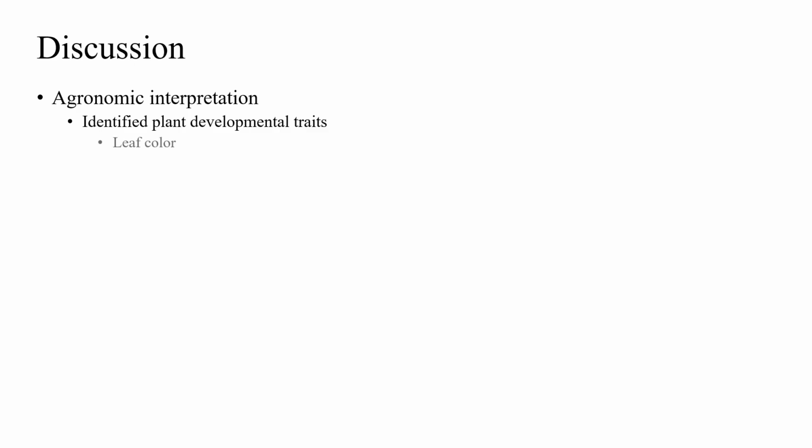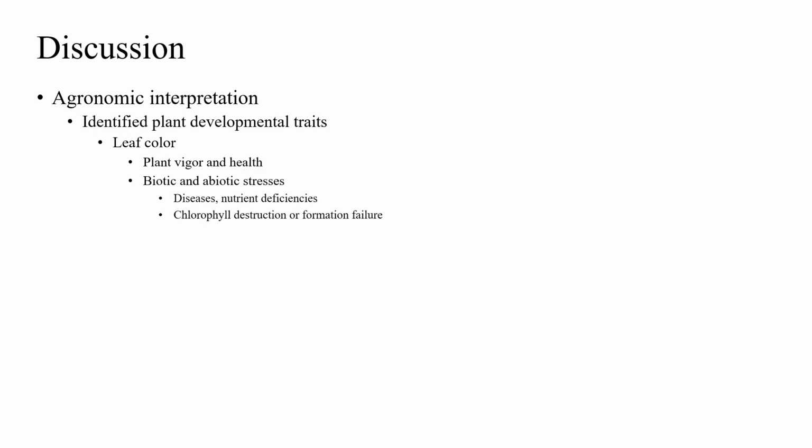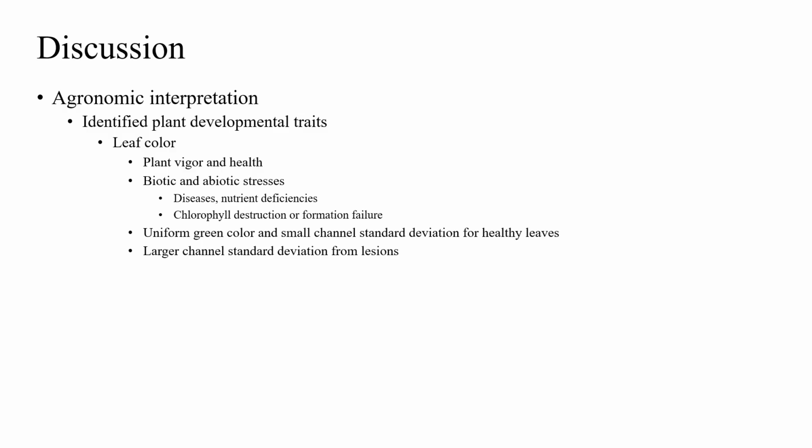The first one, leaf color. Leaf color is closely associated with plant vigor and health, reflects biotic and abiotic stresses caused by diseases, nutrient deficiencies, etc., that eventually lead to chlorophyll destruction or formation failure. Considering healthy leaves should have uniform green color distribution and therefore small image channel standard deviations, non-green, necrotic lesions on leaves can lead to larger channel standard deviations because of the non-uniform color distribution, and chlorosis can lead to channel mean shifts due to the overall color change.